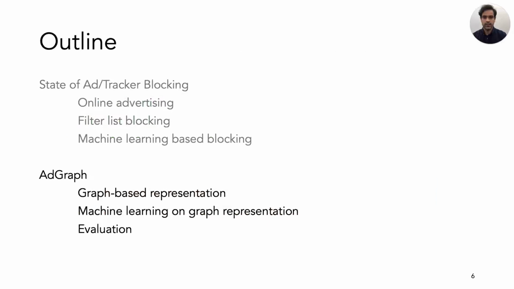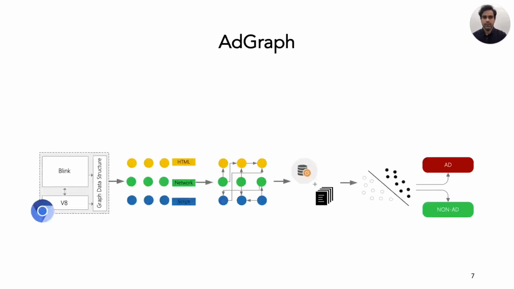Now, for the rest of this talk, I will discuss how AdGraph solves the accuracy and scalability issues in prior approaches. To address both accuracy and scalability issues, AdGraph considers the full cross-layer context and automates ad and tracker blocking using machine learning. The figure here gives an overview of AdGraph.